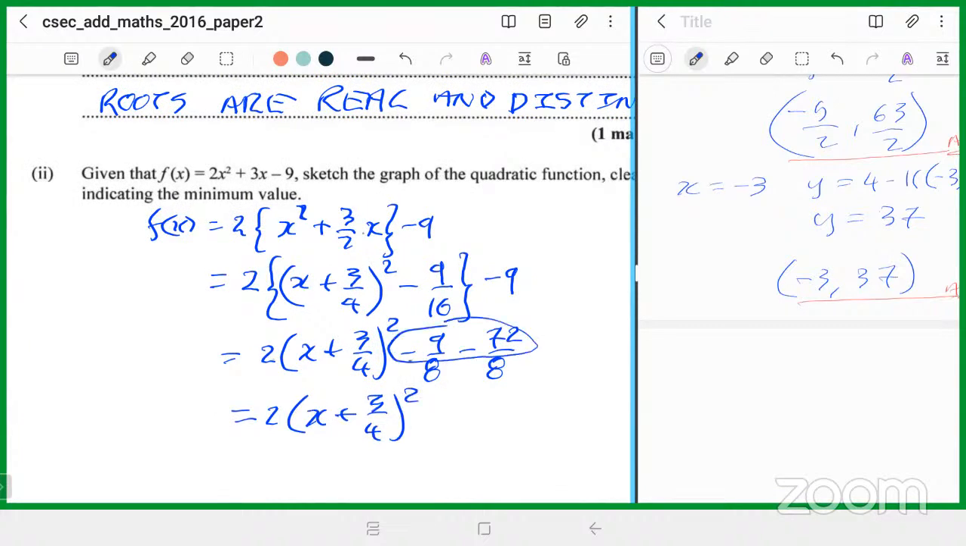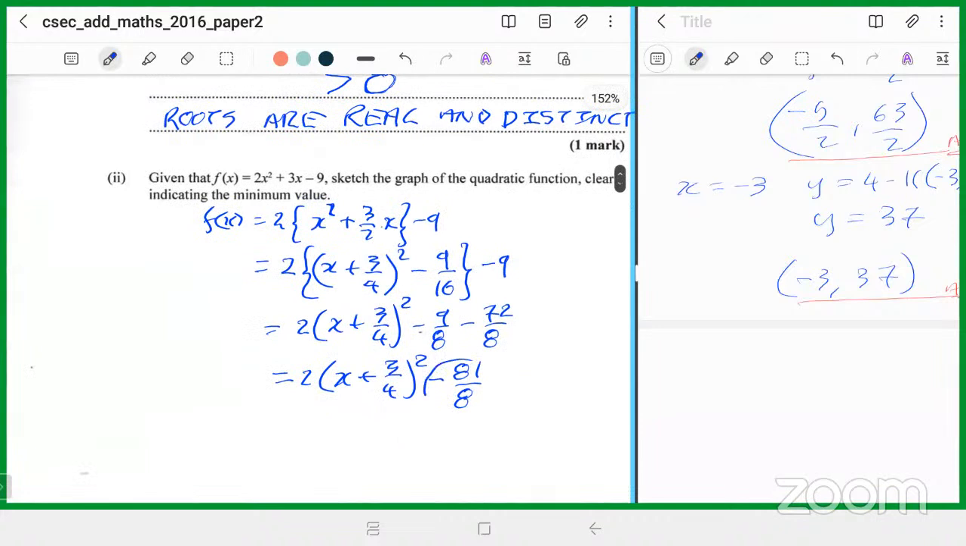And this one is giving me how much? 91? No, 81. Got it? Minus 81 over 8. All right? So it means that this is my minimum value, which is basically 10 and 1/8. That's what it is, 10 and 1/8. And it is when this equals 0.